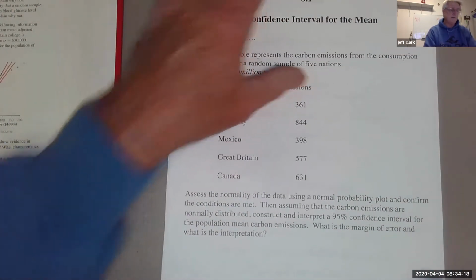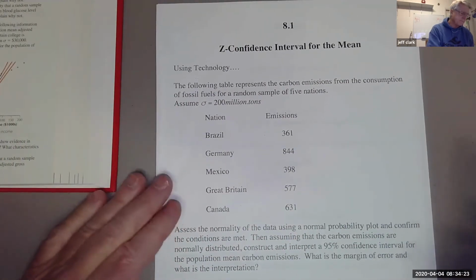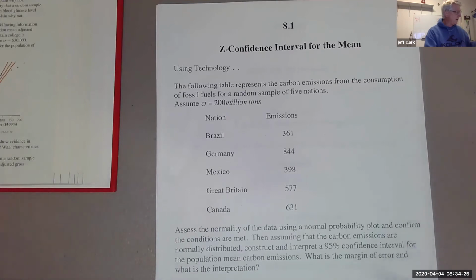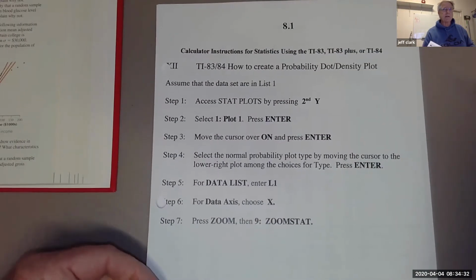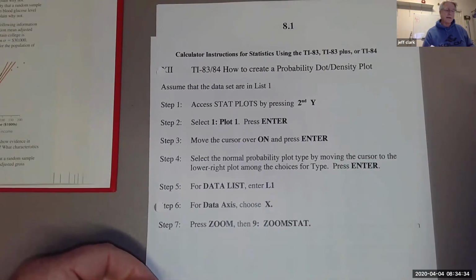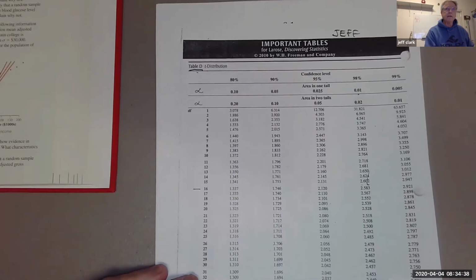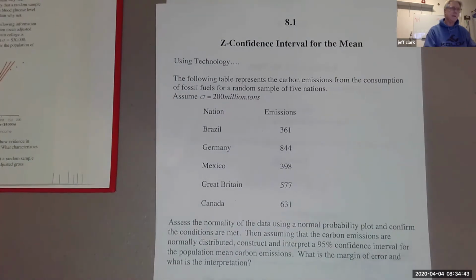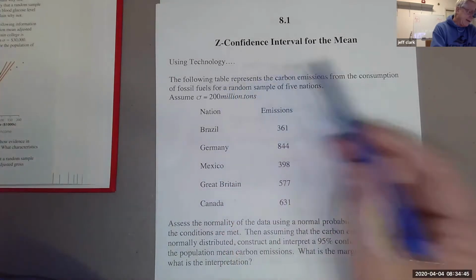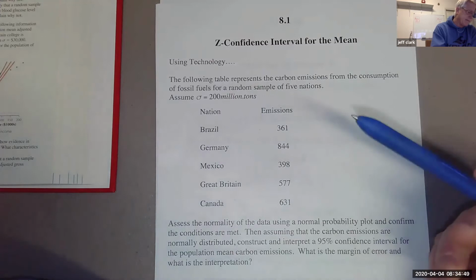So here's our problem in 8.1. Remember, right now, what I want you to have out and ready to go is the calculator instructions that look like this, because we're going to go over that to create a dot plot. And I want you to have table D out as well to the side. So the following table, you've got 1, 2, 3, 4, 5. So N is 5.